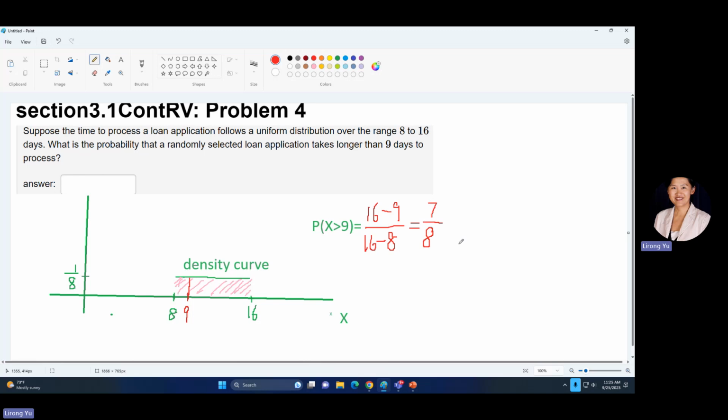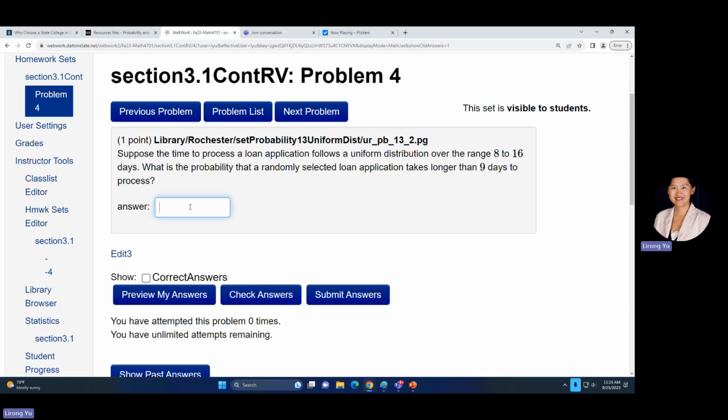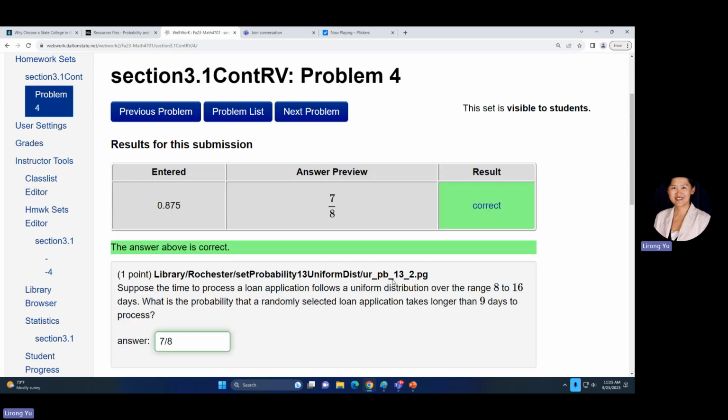And that's the answer to the question. Probability X bigger than that is 7 over 8. Any question? All right, so this question, I think I should move to question number 1, because that's more likely a basic question applying the uniform distribution.